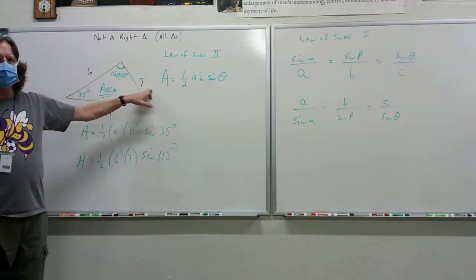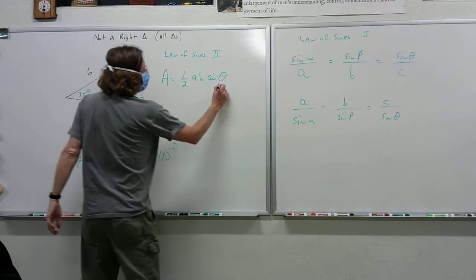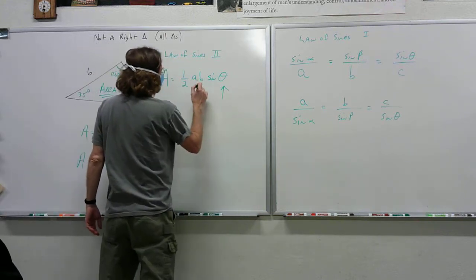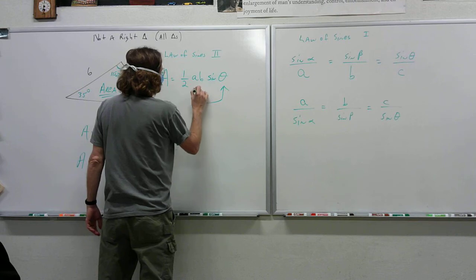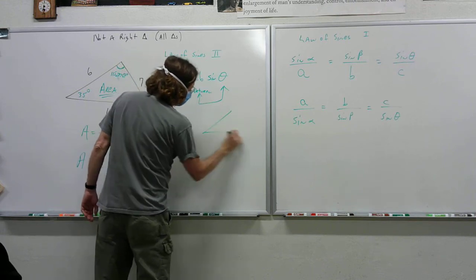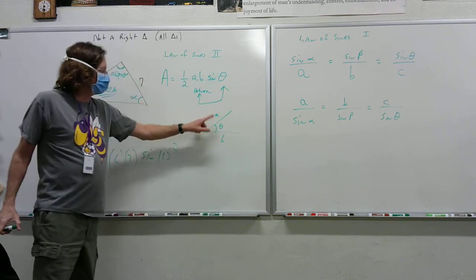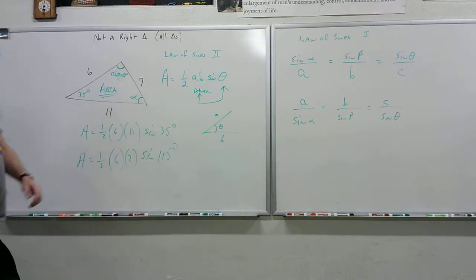It just has to be side, angle, side. The angle that you put here has to be between those. In other words, it has to be like this: a, b, theta. Side, angle, side. As long as you've got that, that will tell you the area of the triangle without you having to worry about base and height and all that.